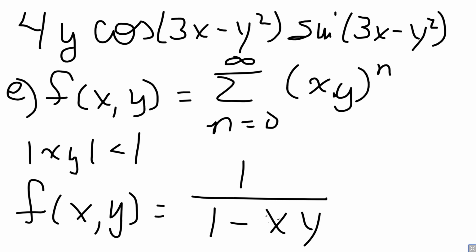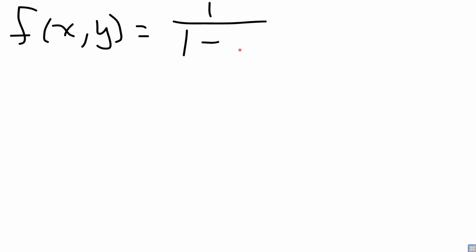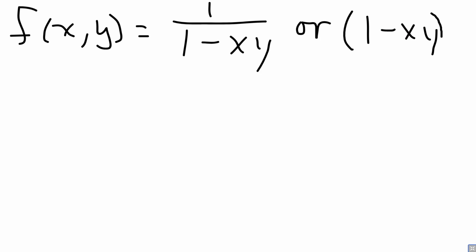Okay, so now that we have the function defined, f of x, y is defined as follows, or we can write this as (1 minus xy) to the negative 1. That may be a little bit easier for us to deal with in terms of doing the derivatives. So if I do the partial of f with respect to x, how's that going to start?